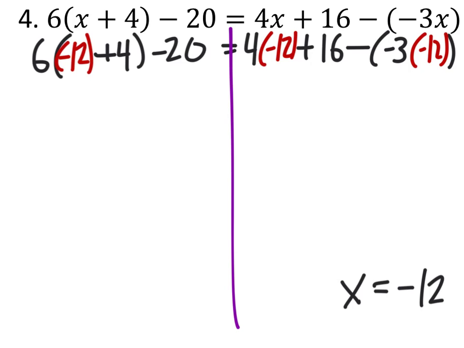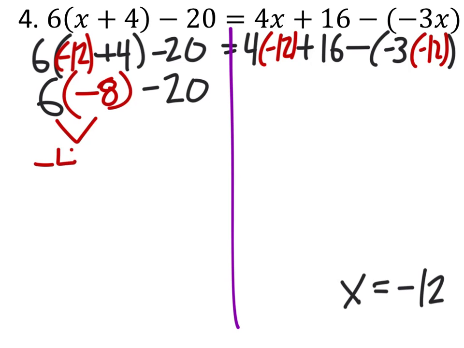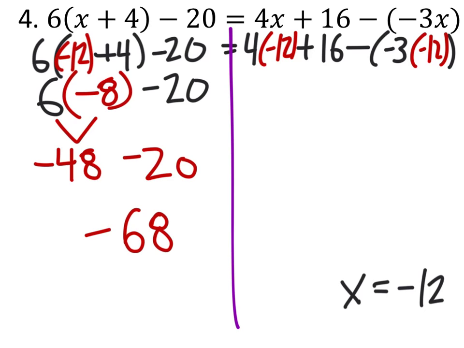The first thing we've got in the parentheses on the left here is this negative 12 plus 4. It's going to give me a negative 8. And we've got 6 times that minus 20. 6 times negative 8 is going to give me a negative 48. Minus that 20. And finally we end up with a negative 68. So on the right side we should get a negative 68 as well, as long as we've done this correctly.